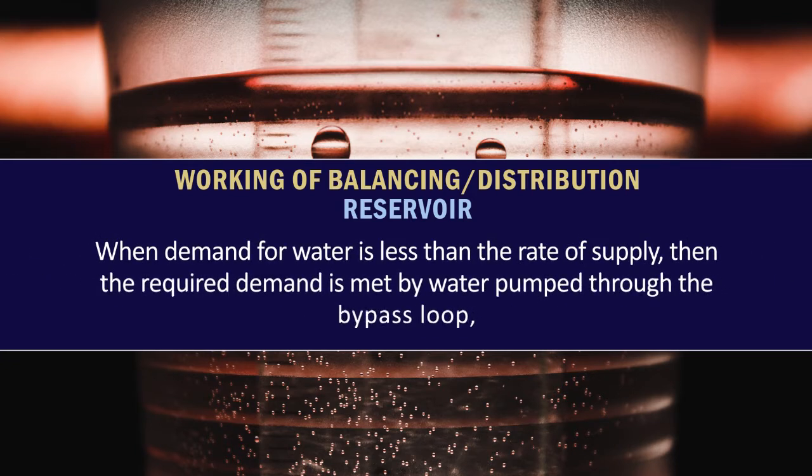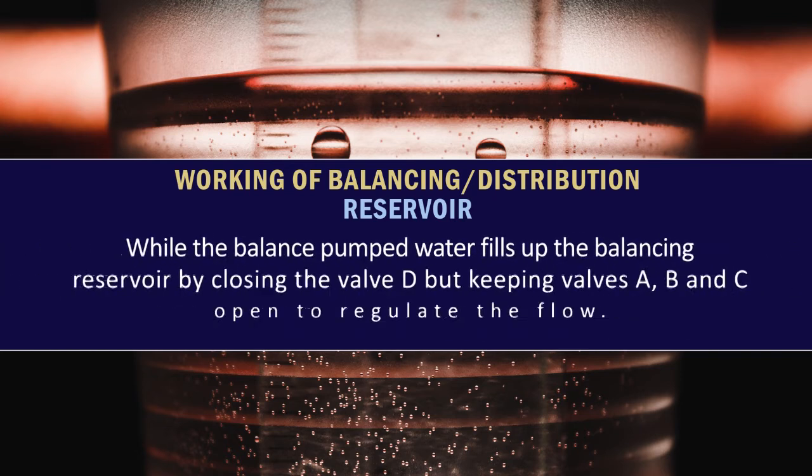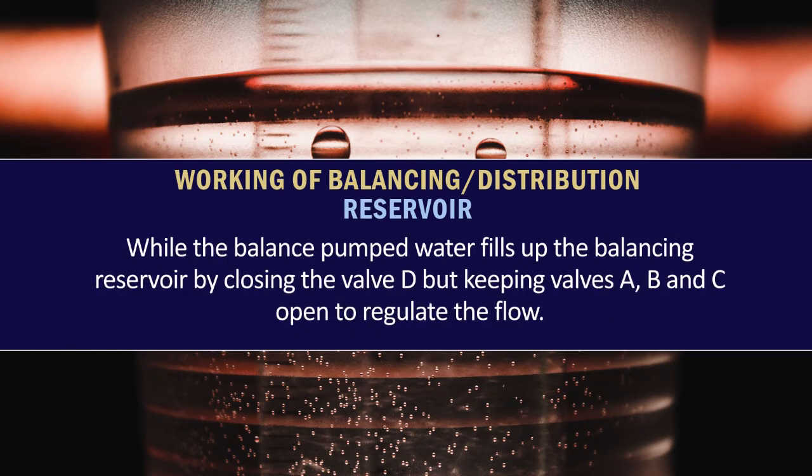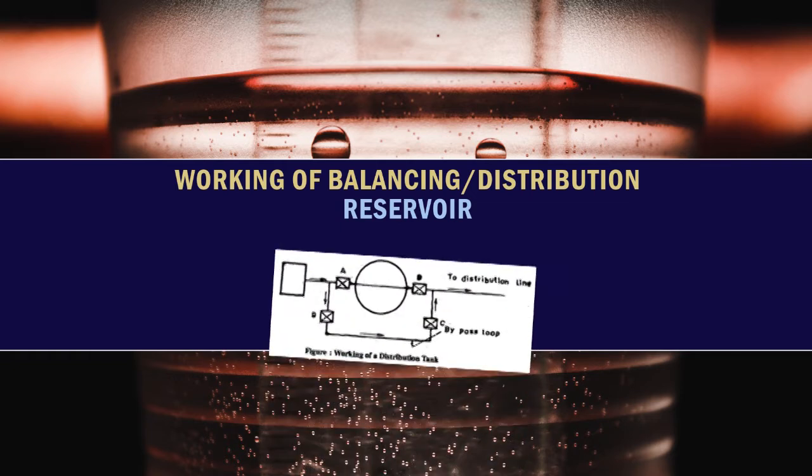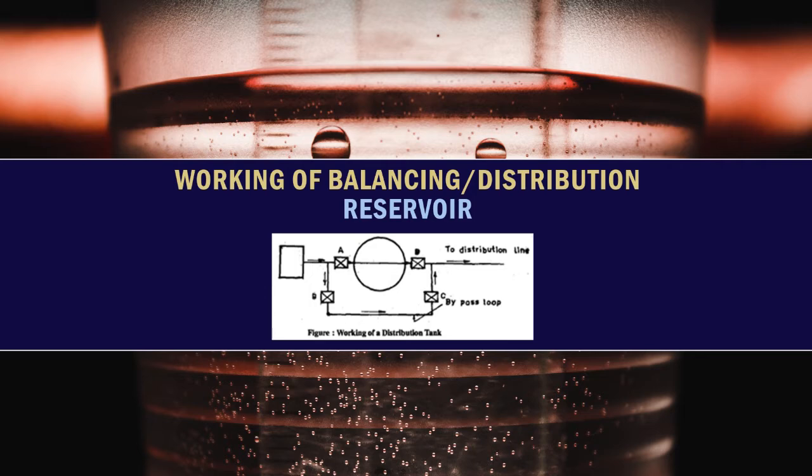When demand for water is less than the rate of supply, the required demand is met by water pumped through the bypass loop, while the balance pumped water fills up the balancing reservoir by closing the valve D but keeping valves A, B and C open to regulate the flow.